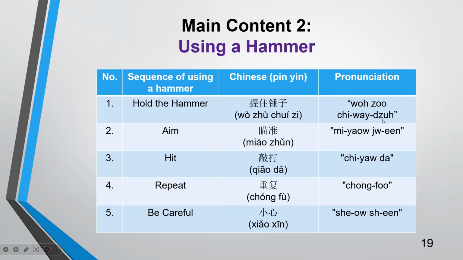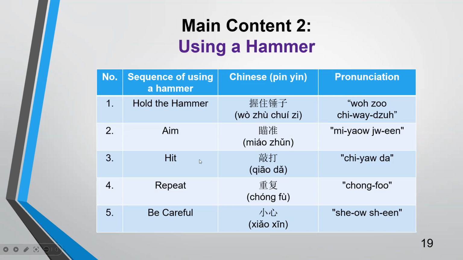Correct. Next, we have to aim. 瞄准, sound of the cat. So meow, but we have to press it a little bit harder. Meow, just like the cat is angry. 准. Meow, 准. Okay, this is to aim.